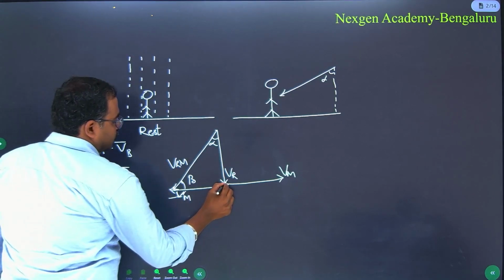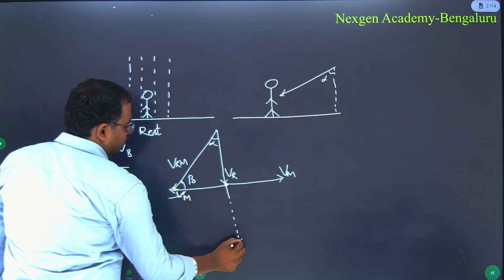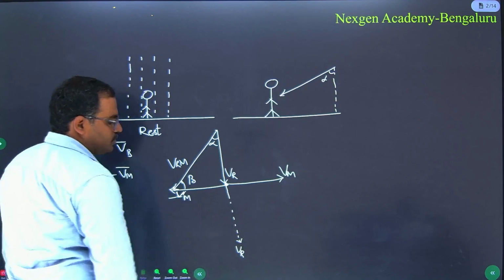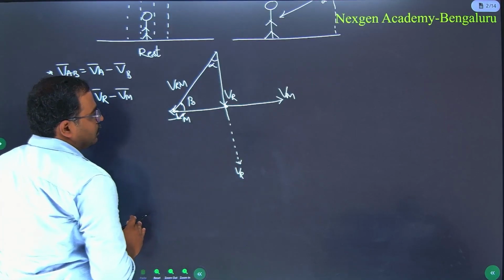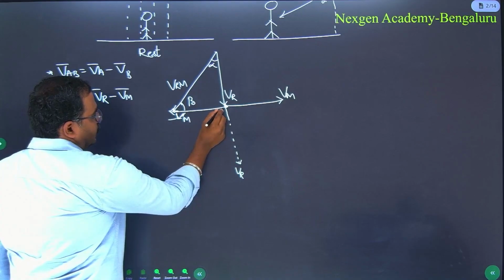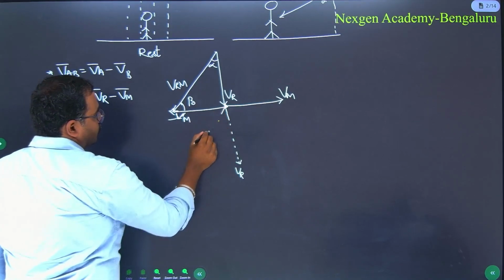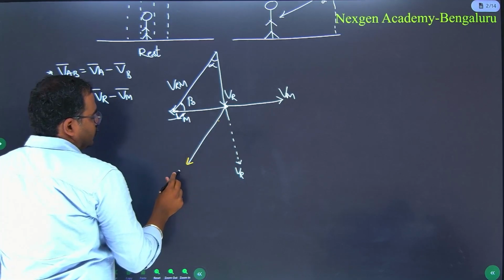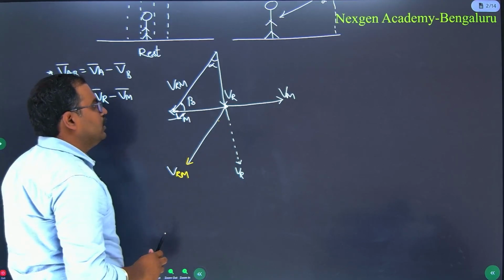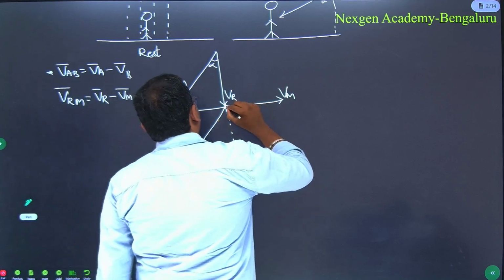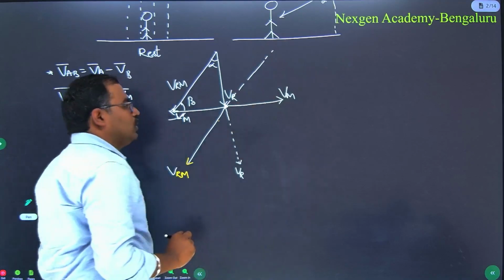Imagine this rain is extended in this way, VR, the velocity of the rain with respect to ground, and this one is the velocity of the man. So their resultant is in this way: the velocity of the rain with respect to man. Similarly, you can extend the line. So at this angle, we have to hold the umbrella.